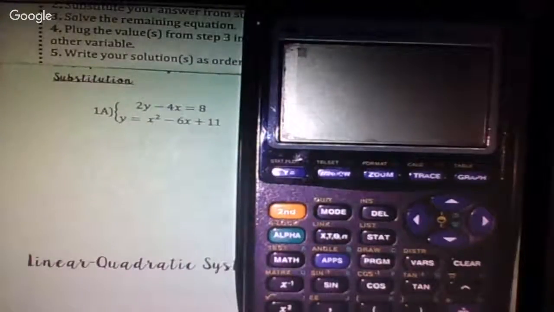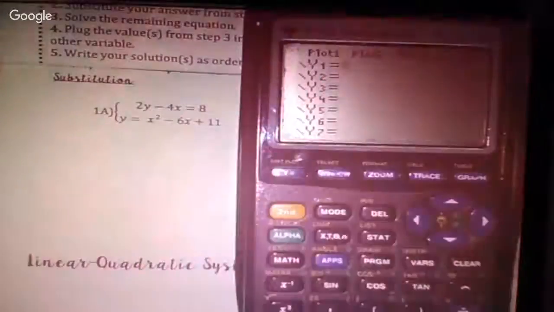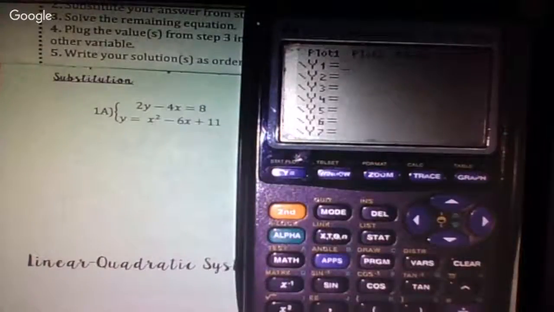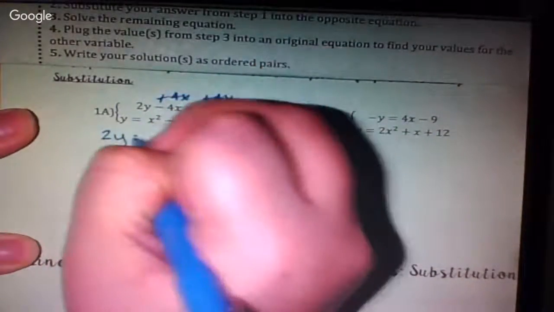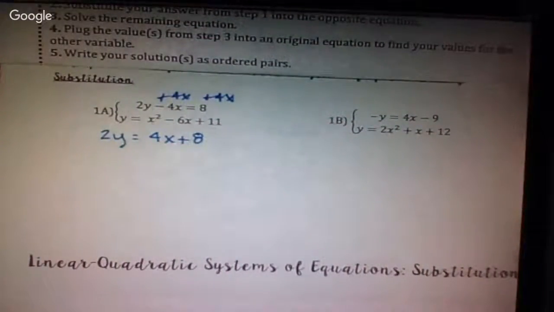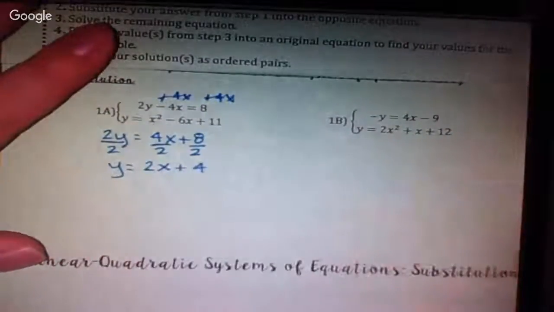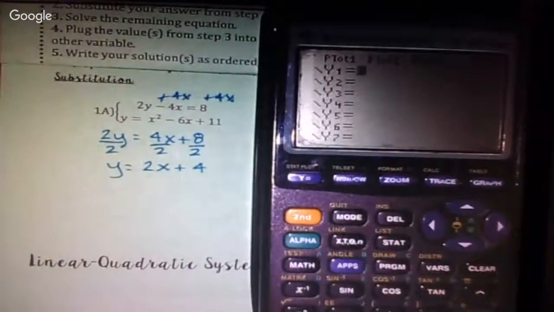Okay, so the first equation, before I can put it into the calculator, what do I have to do? Make it y equals. So, what's my first step? Add 4x first. I've got to add 4x to both sides first. So I get 2y equals 4x plus 8. Now I have to divide it by 2. Everything gets divided by 2. So we finish off with y equals 2x plus 4. Okay, now both equations are set equal to y, so we can now plug it into your calculator.